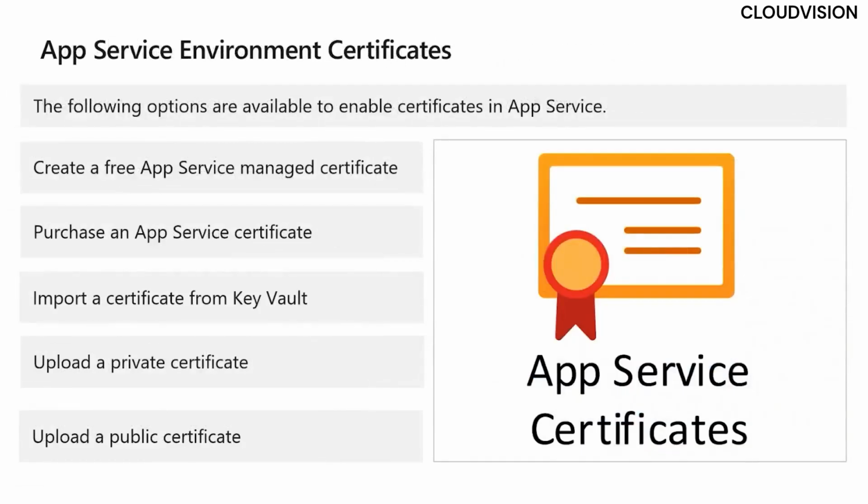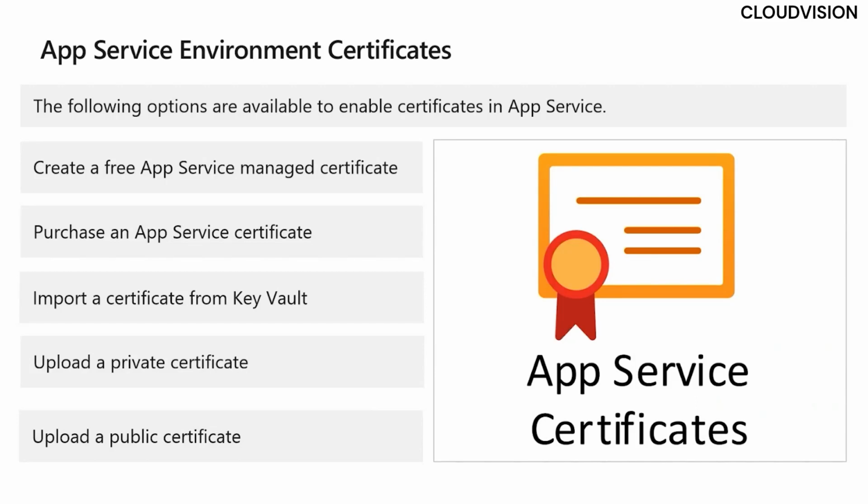Next is called App Service Environment certificates. This is the isolated environment for application. Now your application may need some certificates. So how are you going to use the certificates? You can create your certificates with the App Service Environment Certificate Service. You can buy the certificates from your key vault.